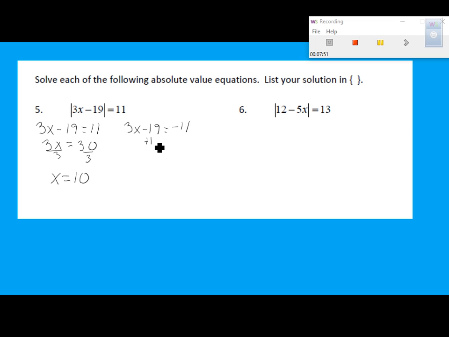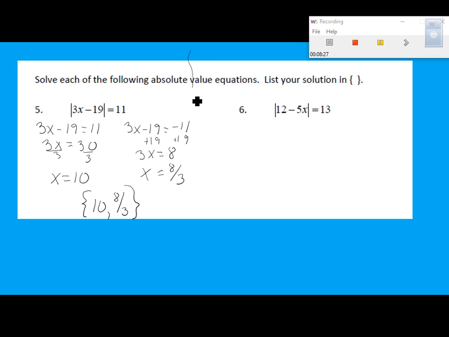On my other side, I'm going to add 19 to both sides. So I've got 3x is equal to 8. I'm not even going to touch my calculator. I know x is going to be 8 over 3. When you divide a number by 3, you're going to get a decimal. So my answer's 10 and 8/3. I put the solution set in those braces. Remember those braces tell the world what your solution is.